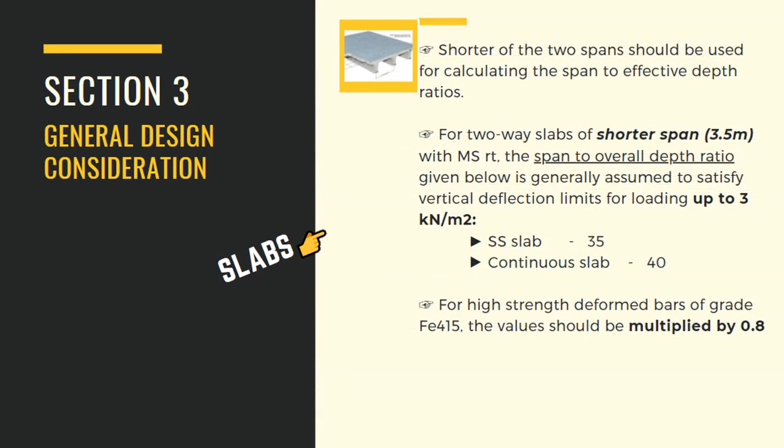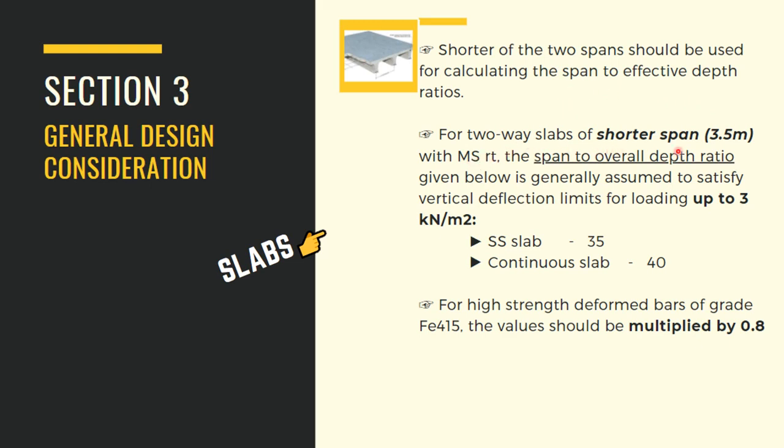In case of slab, the shorter of two spans should be used for calculating the span to effective depth ratios. First, the slab has to be designed for deflection criteria, L by D ratio. For calculating the L by D ratio, we have to use only the shorter of two spans. That is, if we have Lx and Ly, the shorter of two spans should be used for calculating the deflection ratio, span to effective depth ratios.